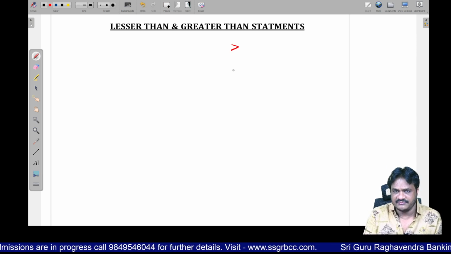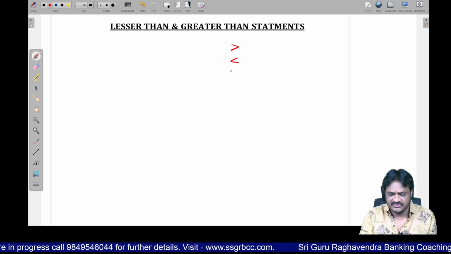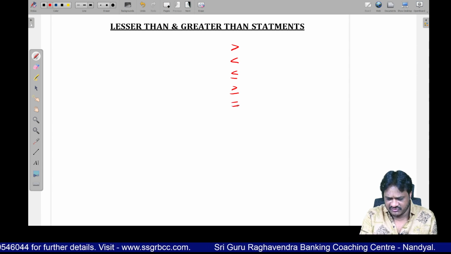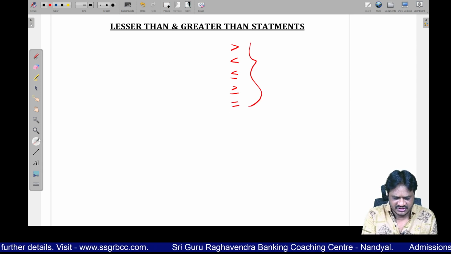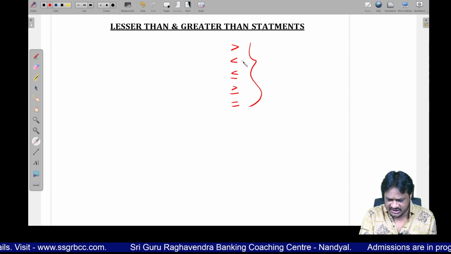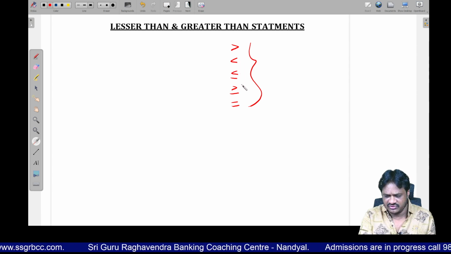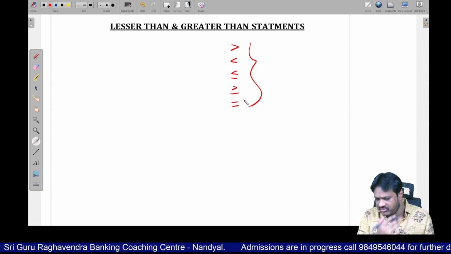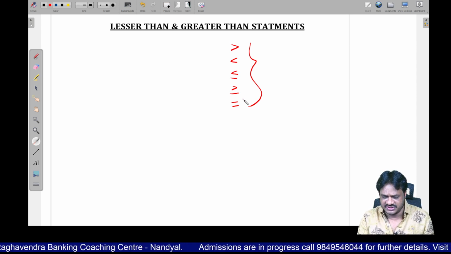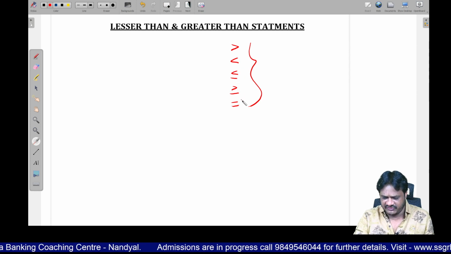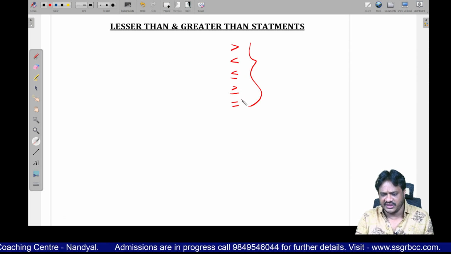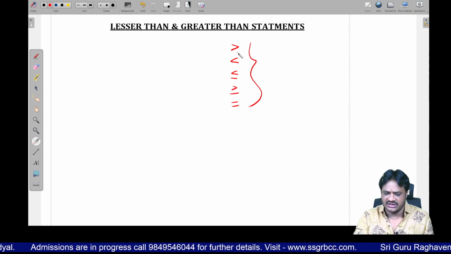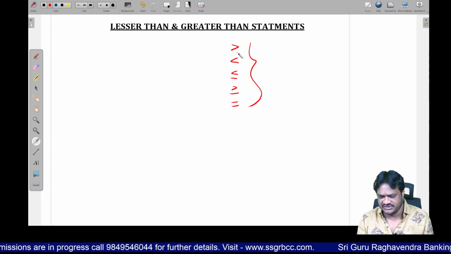One is greater than, one is less than, one is less than or equal to, one is greater than or equal to, and the other one is equal to. These are the 5 symbols. Any inequalities or lesser than, greater than statements depend on only these 5 symbols. So, if you know how to write these symbols correctly and how to depict the relation between any two elements correctly, you can answer all the lesser than, greater than statements very easily.